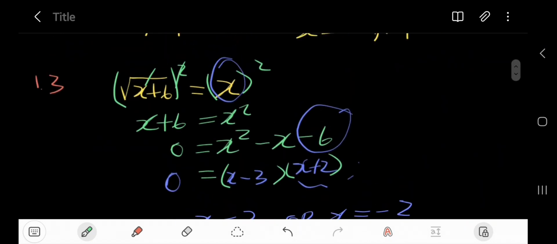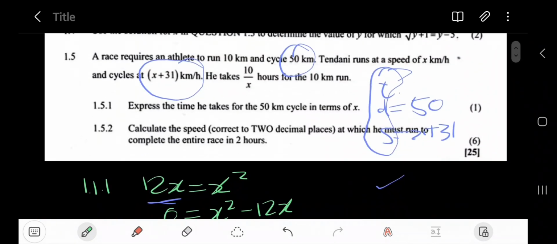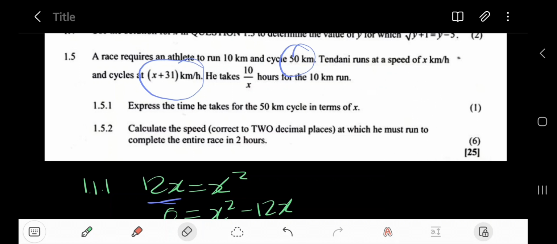So the next step is to go to the next question, which asks us to calculate the speed, correct to 2 decimal places, at which he must run to complete the entire race in 2 hours. In other words, guys, they want x, because they told us that the speed at which he was running is x. So they want the value of x. The speed is expressed in terms of x, so whatever equation we come up with has to be in terms of x. But they tell us to complete the race in 2 hours.